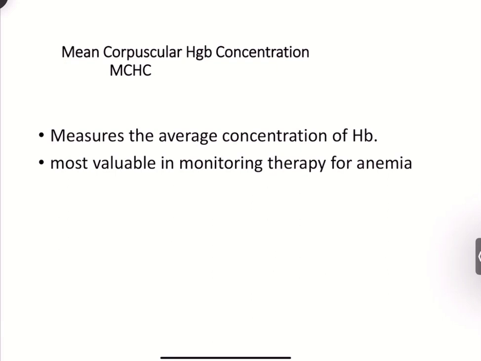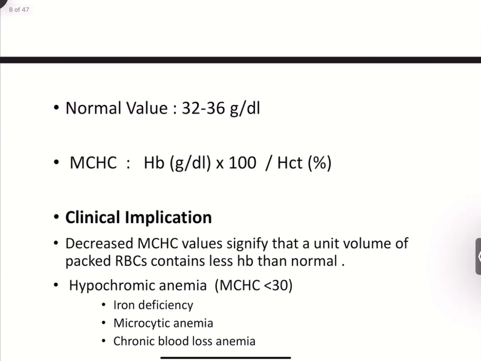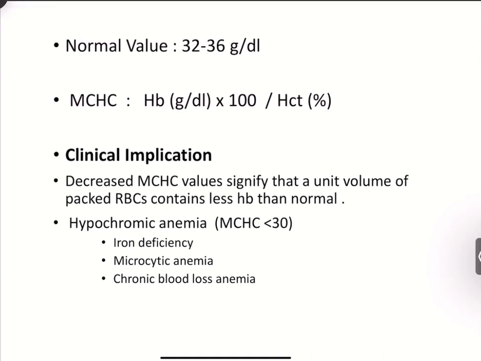Mas importante ito sa mga doktor, if ever your patient is a cancer patient, to continue or stop the chemotherapy. So the normal value is 32 to 36 gram per deciliter. The formula is hemoglobin times 100 over hematocrit in percent.